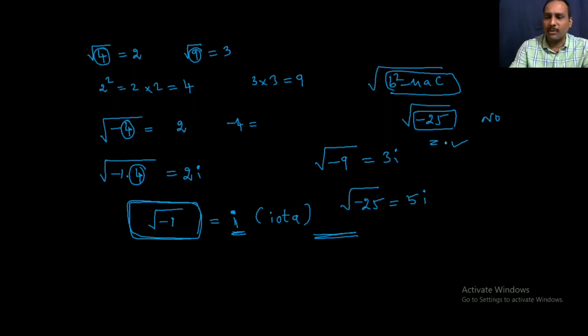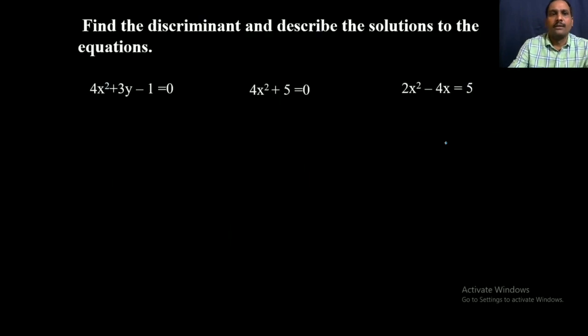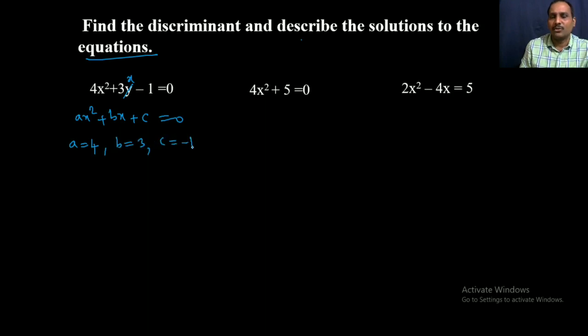Okay. So if you do some problems, you will understand clearly. So let us see. Now find the discriminant and describe the solution to the equations. So see, here ax square plus bx plus c equal to 0. So here it is not y, it is x. So a is equal to 4, b is equal to 3 and c is equal to minus 1. So let us find b square minus 4ac, the discriminant.